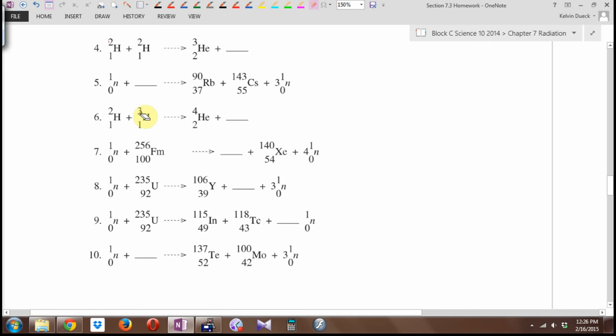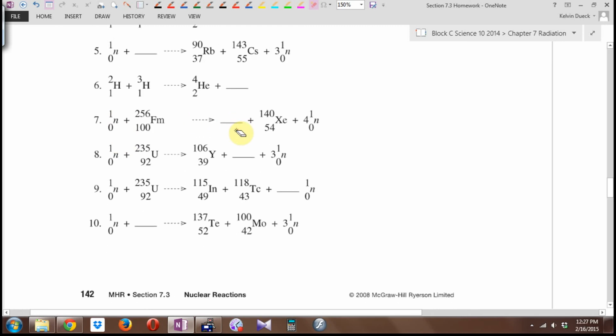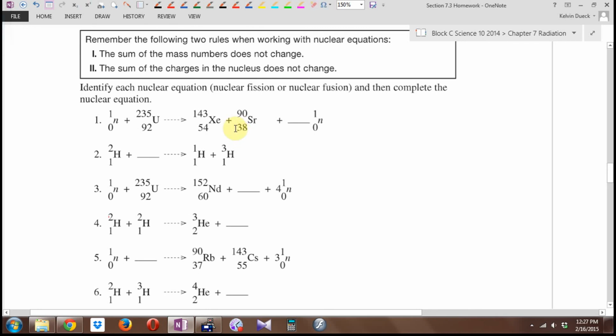Say this one here, 2 plus 3. Oh, you know what? This is good. I can tell you right now this is going to be a neutron again because I got 1 plus 1. I got 2 here. It's going to be a neutron. Let's see if I can find a more interesting one here. One at the very top? Number 2. Yeah, that one.